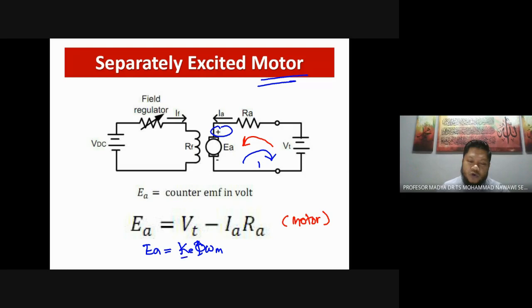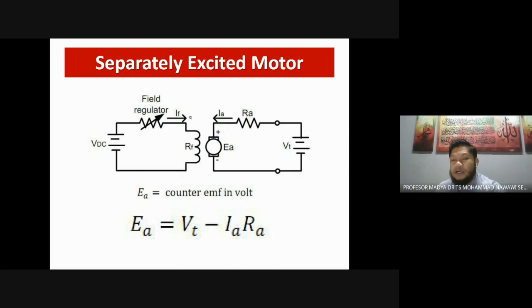So this is a motor constant, which depends on the motor. It has its own constant depending on the winding and the size of the motor, so that gives you KE. And flux depends on this IF here, so flux is actually proportional to IF. So this is the equation of back EMF. Okay, right. So this is the first configuration, which is separately excited.